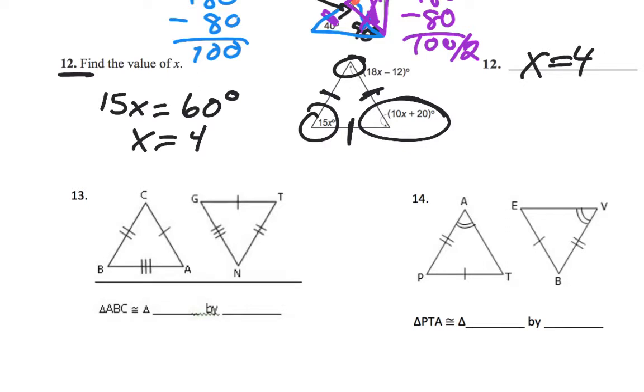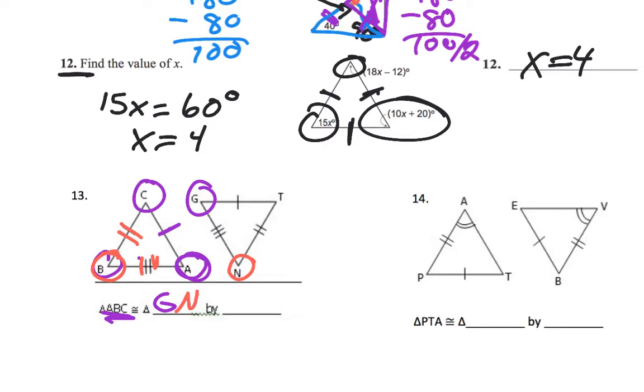Alright, so the next one, I'm going to say that triangle ABC is congruent to what triangle? Y. So A is between the 1 and the 3's, so that's going to match up with a G. And then B is between 2 and 3, so between 2 and 3 is N. And then C is between 1 and 2. So that's going to be T. And it's by side, side, side.